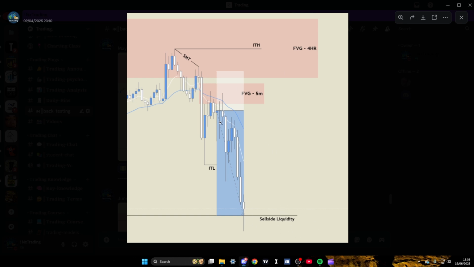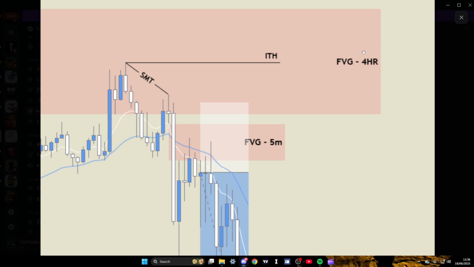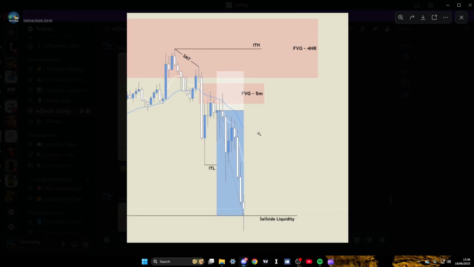Another really good thing about this trade, when we created this SMT, we created this inside of a 4-hour fair value gap, meaning that the likeliness of us going lower was a lot higher. All we needed was a pullback to a fair value gap, our break of structure or market structure shift, and then we could take the trade lower.